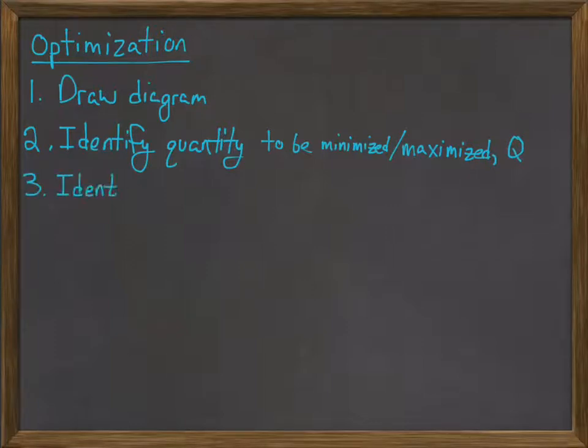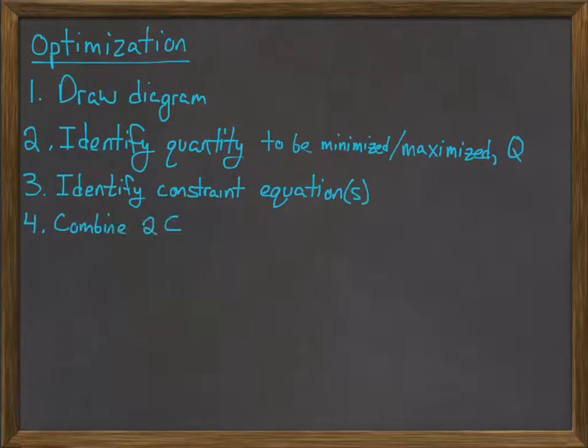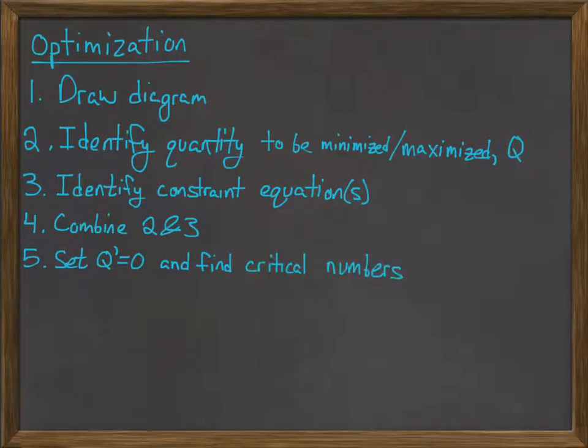Identify constraint equations, and there will always be at least one constraint equation that will prevent you from just making Q infinite or something like that. You combine those two, the Q and the constraint equation, to get the quantity to be maximized in terms of just a single variable. Take the derivative of that equation, set it equal to 0 to find critical numbers. And the last step is, of course, you just need to do a little algebra to get whatever the question's asking you for.